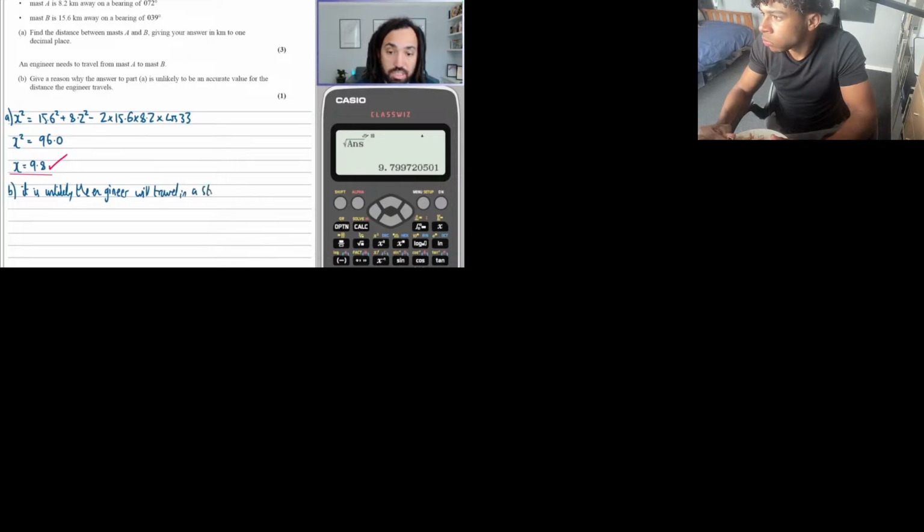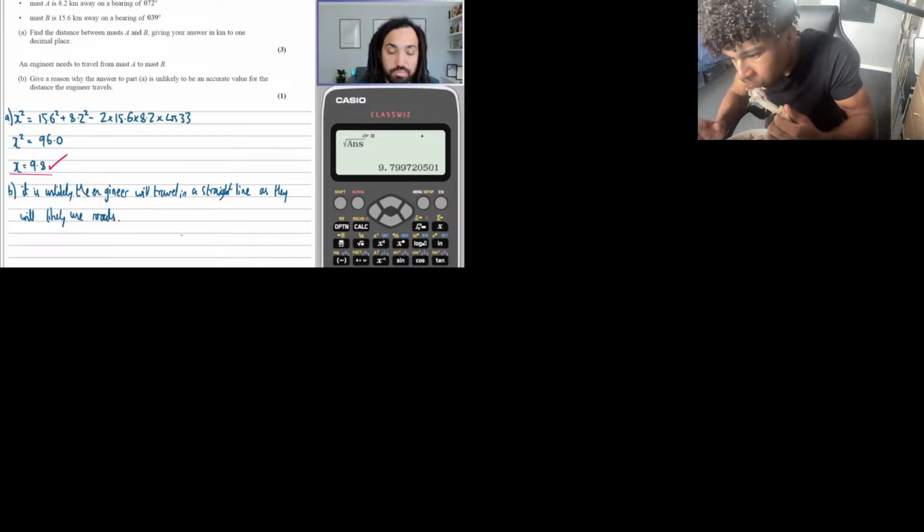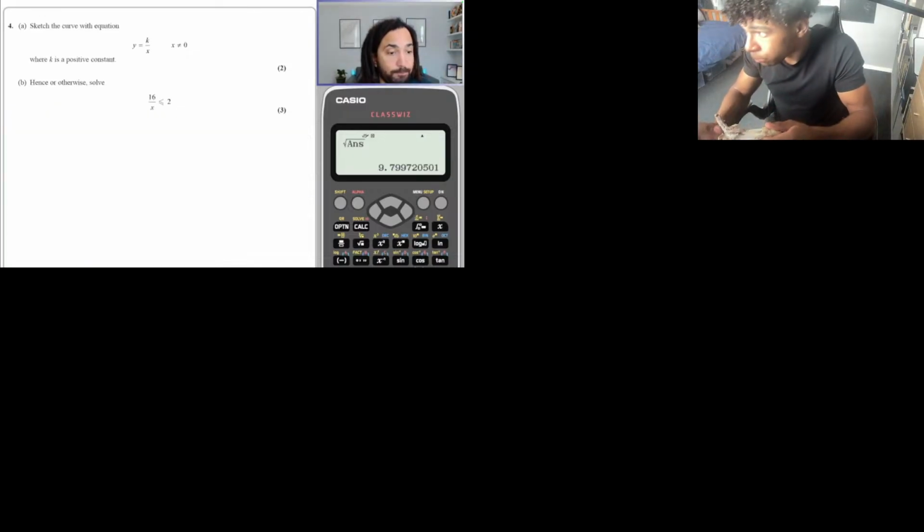In a straight line. As, does it say he or she? No. So as they will likely use roads. I think that should do the job.